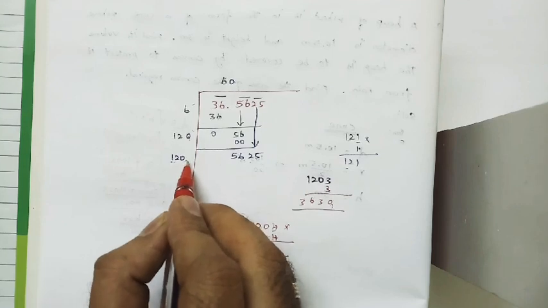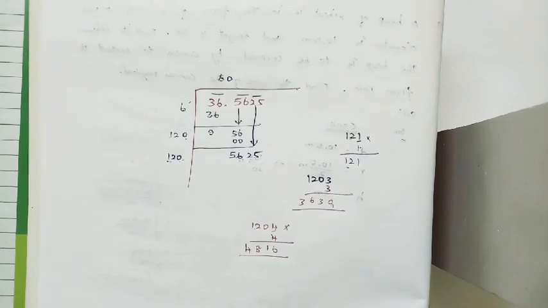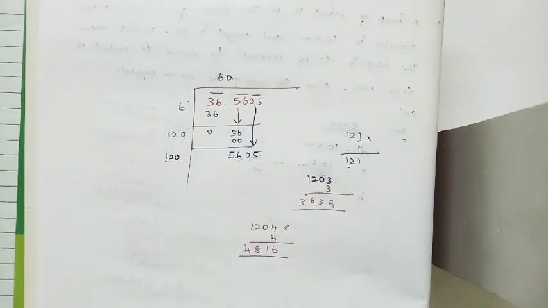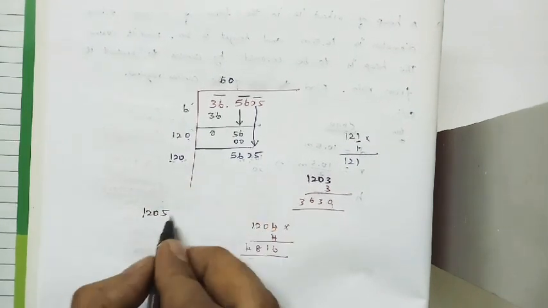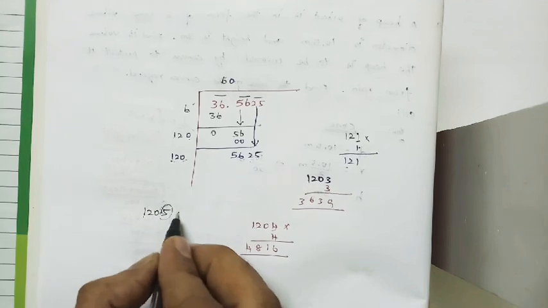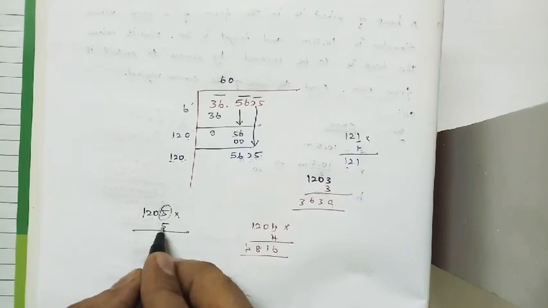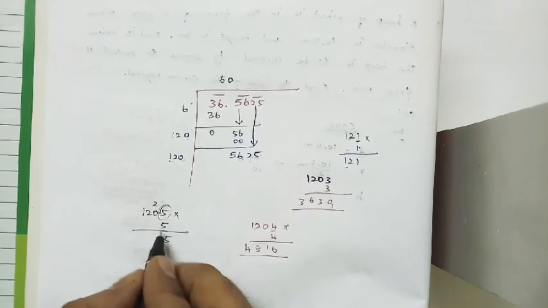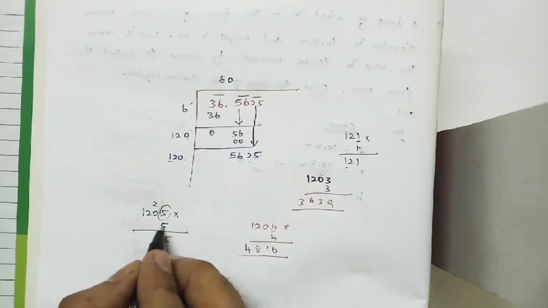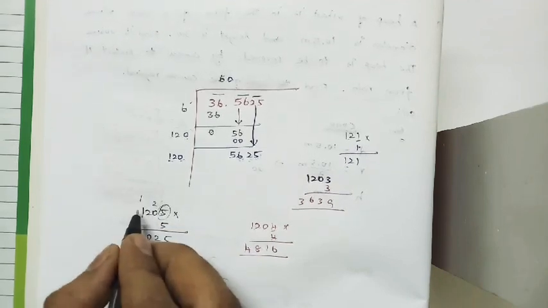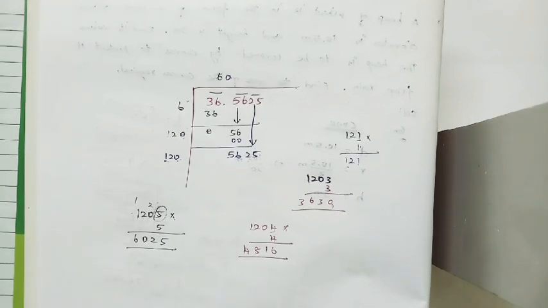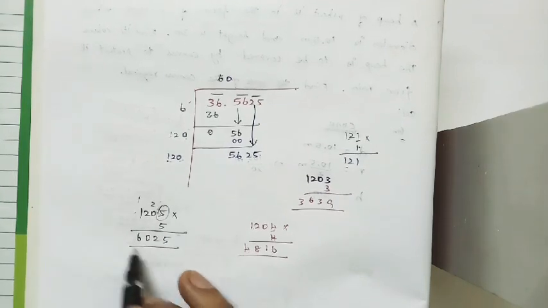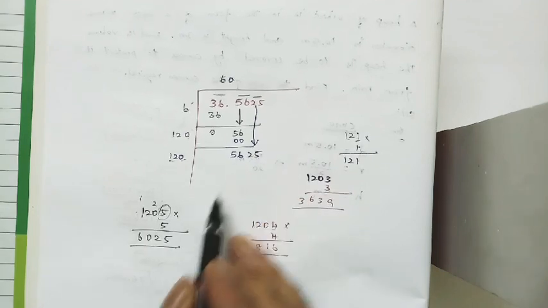I'm just assuming 5, then the 120 will become 1205, right? So 1205, what number I am assuming, by the same number only I want to multiply. So 5 5s are 25, 5 2s are 10, 1 balance, 5 1s are 5, so 6025. But see, it's 6025, but we only have 5625.